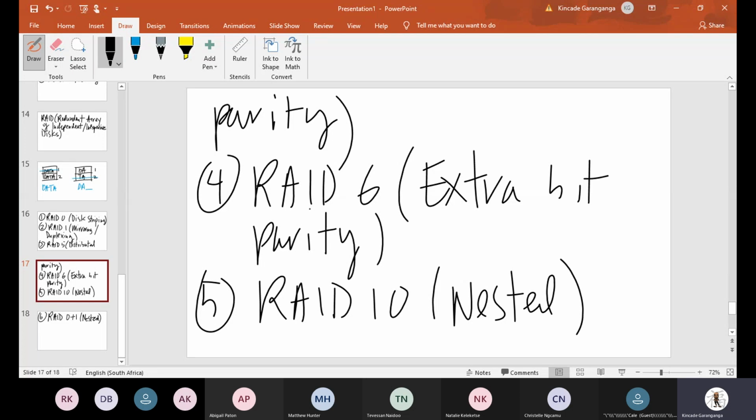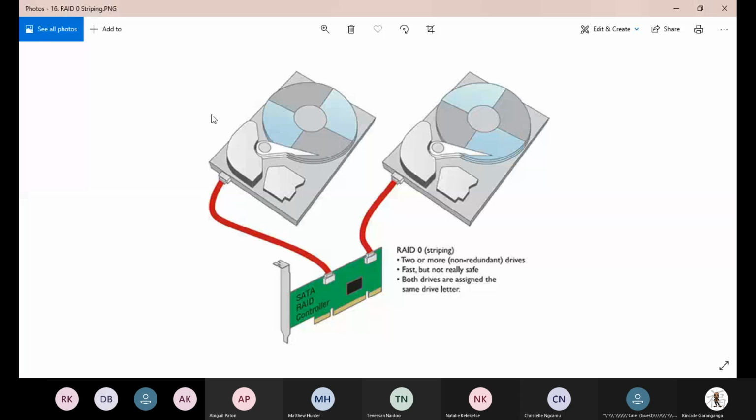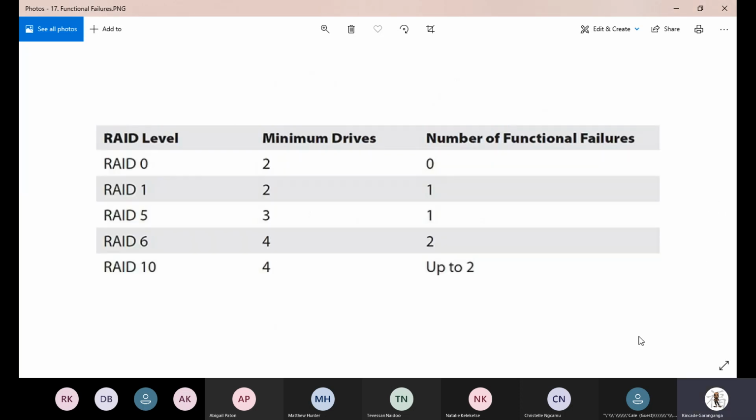So if you want to look at the functional failures that I was discussing earlier on, functional failures would be how many drives you can afford to lose in that environment. So if you go back to our, let's see if we can have our images put back. So this is what we're talking about.